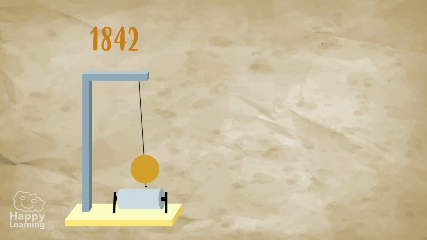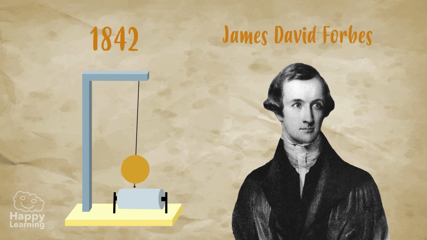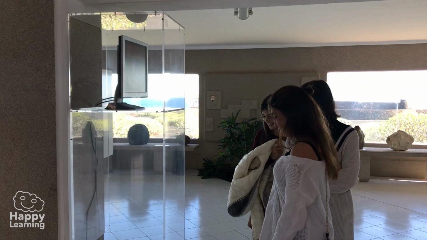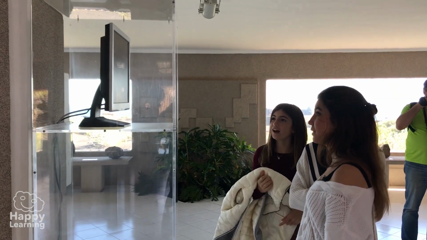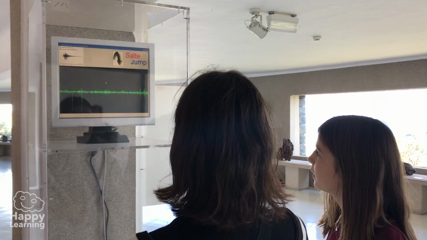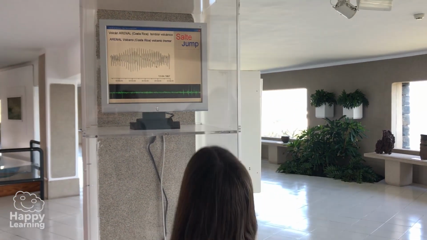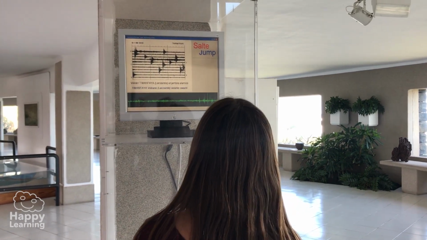Invented in 1842 by the Scottish scientist James David Forbes, it measures the seismic waves that earthquakes cause. Over time, these instruments have been perfected to the point that some can measure earth tremors as small as one that Daniela can cause by jumping. Look! Funny, huh?